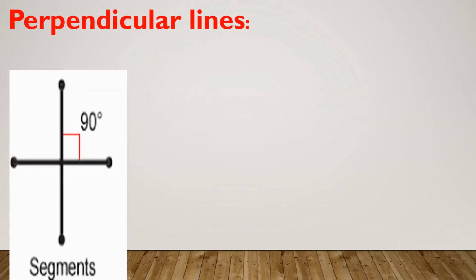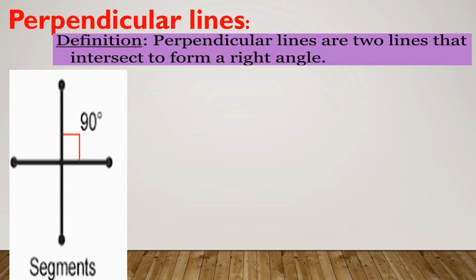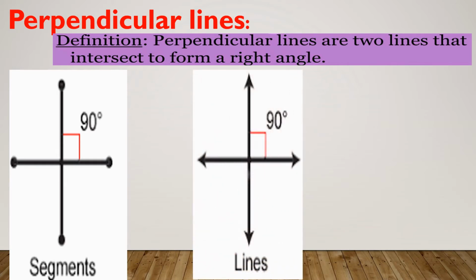Perpendicular lines are two lines that intersect to form a right angle. Segment: the 90 degree, that is a right angle, is formed by intersecting of two lines. So it is a perpendicular segment. Lines: we find a right angle which is formed by intersecting of two lines. So it is a perpendicular line.